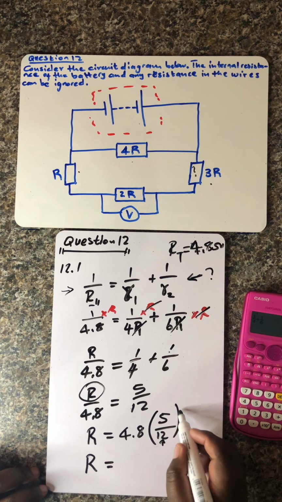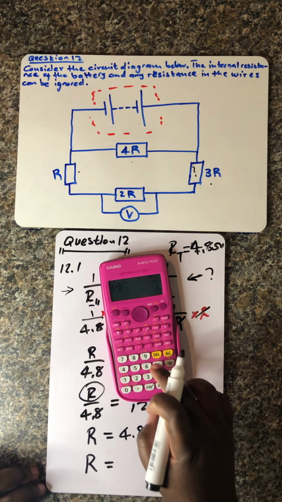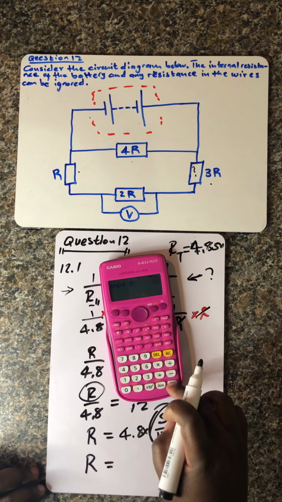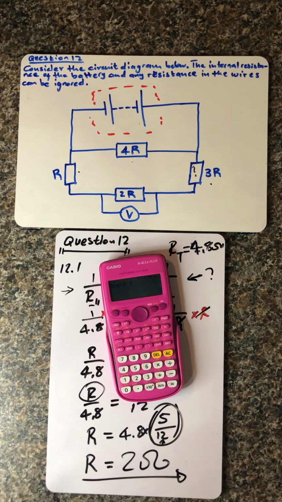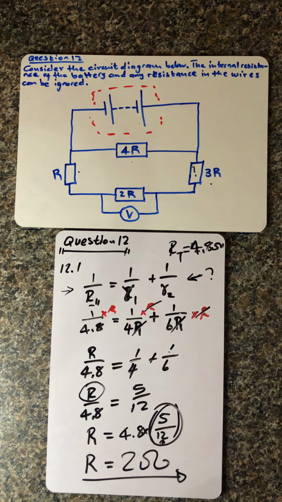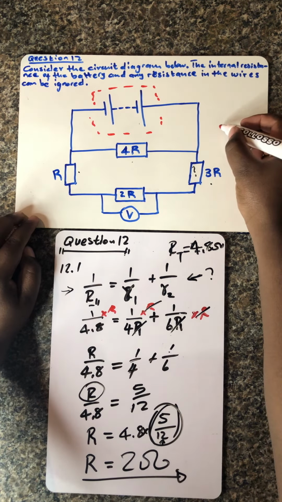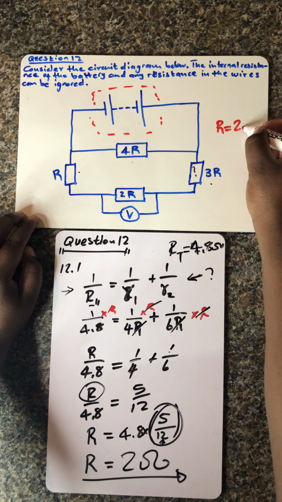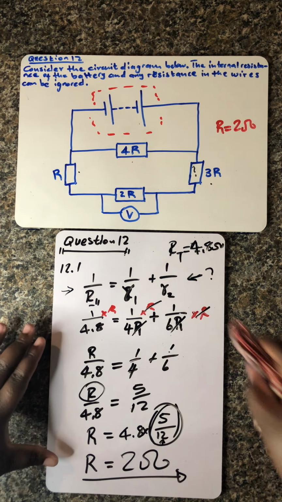So I've got that already. Then I can just multiply by 4.8. I just multiply by 4.8, then I get 2. So that means this is 2 ohms. Okay, ladies and gentlemen, it's very much important that you know how to calculate the total resistance of a parallel connection. So can we just say R is equals to 2 ohms, so that when we continue with our calculations, from time to time we might need to refer to that.